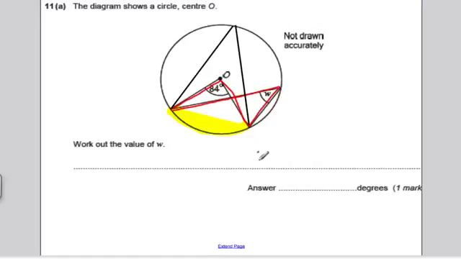So W is half of 84, which is 42 degrees, and the reason is angle at centre is double angle at circumference. Tricky one that, don't lose a mark for something you know but you just rushed and you just thought, oh, this is easy. So just think about what rules apply in each case.